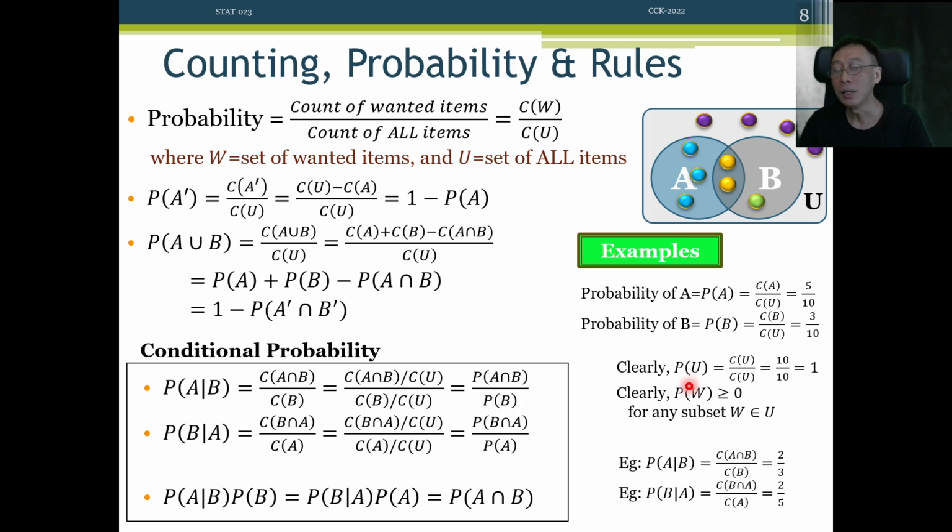So you can also see that when we count C of W, the lowest it is, we don't see anything, and that starts with 0. It will never be negative. So it is clear that probability of any W, no matter how you define it, blue balls, yellow balls, green balls, doesn't matter how you define it, it will always be greater or equal to 0 for any subset W in U. So this is called is an element of U.